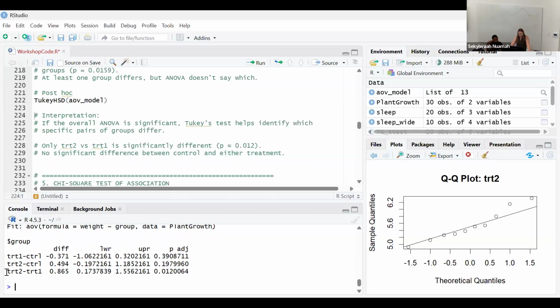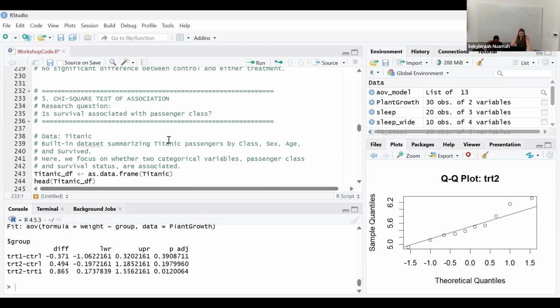But whenever we look at treatment 2 and treatment 1, there is a statistically significant difference. So the differences between these two are what's causing the ANOVA model to be significant in general. And now we have this test that tells us which two groups cause that.